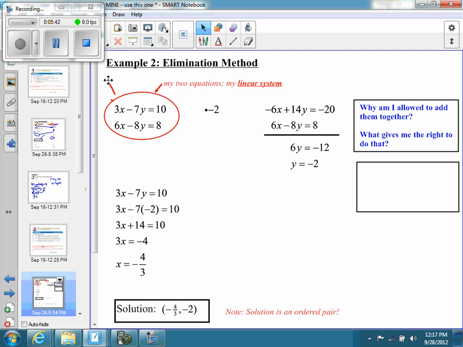Yeah, Valentina? I don't know if this was said, but you have to eliminate, and they're opposite. So then the only way to eliminate would be adding them together. But what gives me the right to do that?